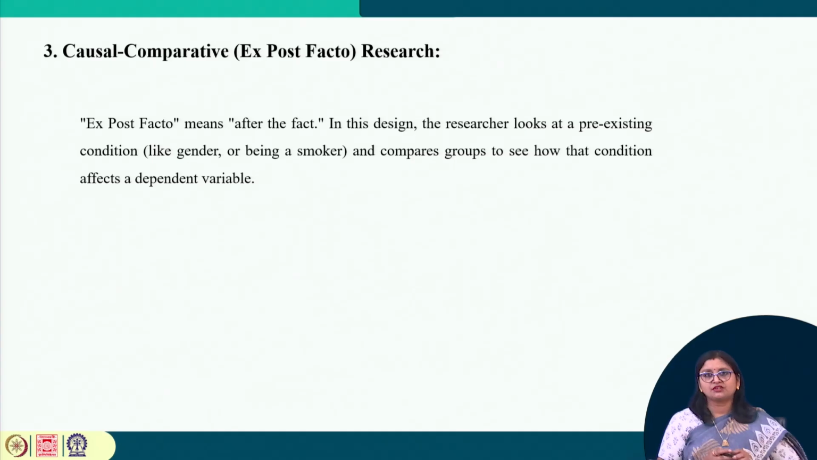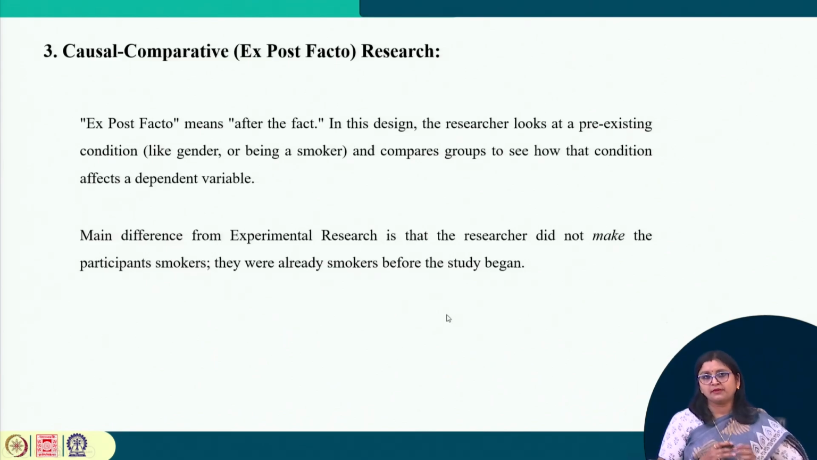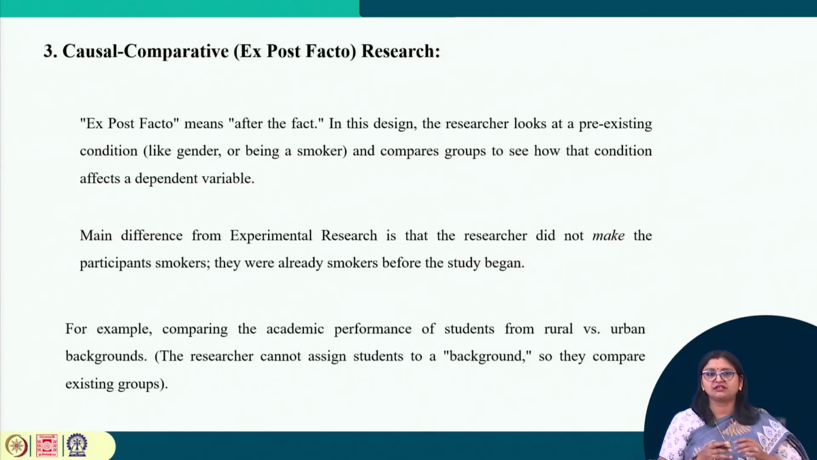In this design, the researcher looks at a pre-existing condition like gender or being a smoker or drinking or any kind of habit, and compares groups to see how that condition affects a dependent variable. The main difference from experimental research is that the researcher did not make the participants smokers. That is not the condition. They are already smokers and the researcher is going to study them. They were already smokers before the study started.